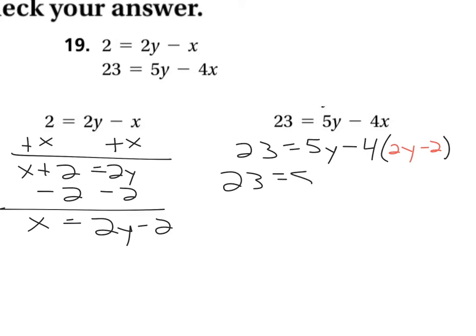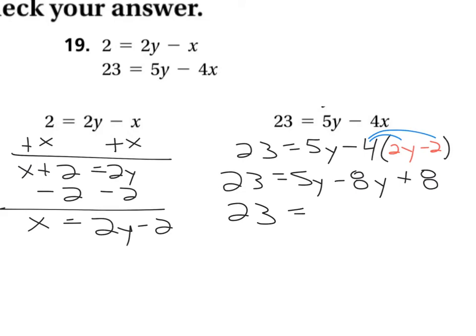So 23 equals 5y. I need to distribute this through. I need to multiply that and that both by that negative 4 that's out front. And I get negative 8y plus 8. Negative times negative is positive. And the first thing I want to do is combine like terms. What are like terms? These two, 5y and the negative 8y, they're both y terms.